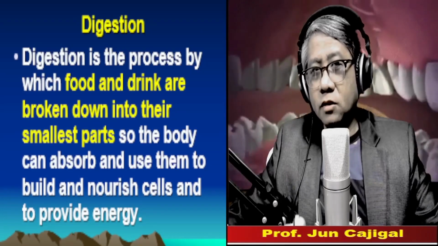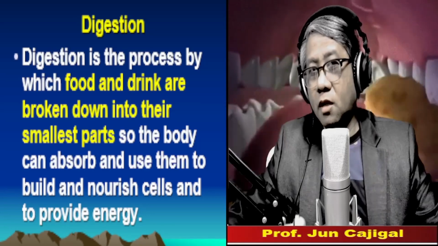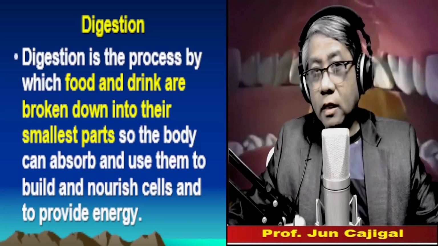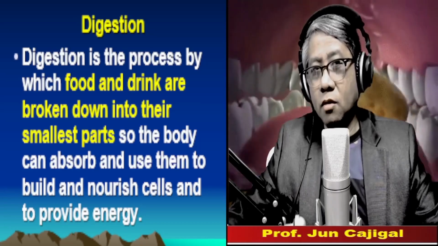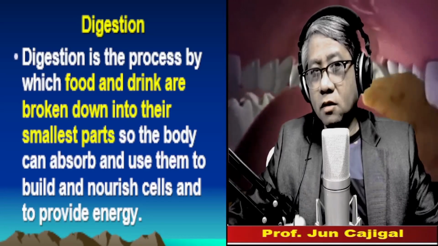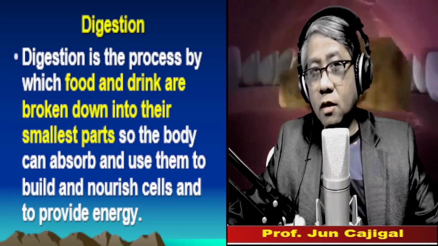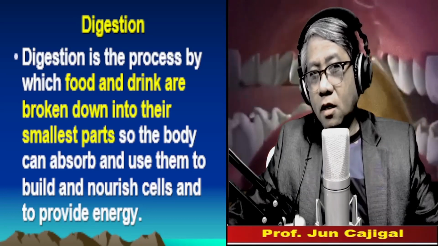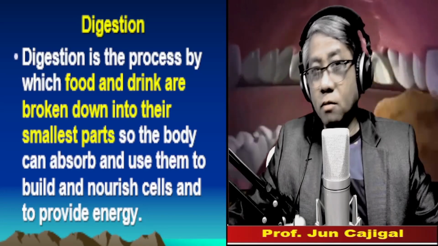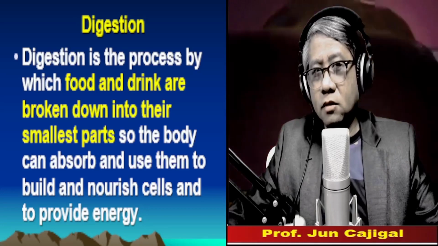Carbohydrates are broken down into their smallest units, the monosaccharides such as glucose, fructose, and galactose. Lipids are broken down into their smallest units, the triglycerides. Triglycerides are molecules that contain glycerol with 3 fatty acids. And proteins are broken down into amino acids. The building blocks of proteins are amino acids.